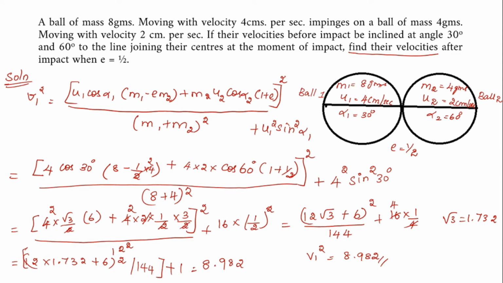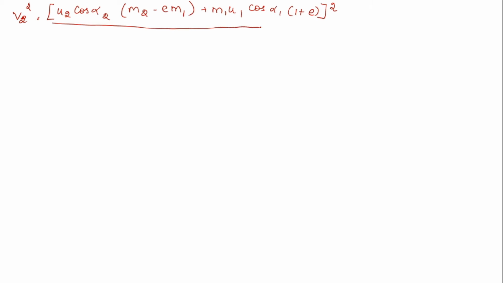So the formula is V2 square is equal to [U2 cos alpha 2 into (M2 minus E M1) plus M1 U1 cos alpha 1 into (1 plus E)] the whole square divided by (M1 plus M2) the whole square, plus U2 square sin square alpha 2.